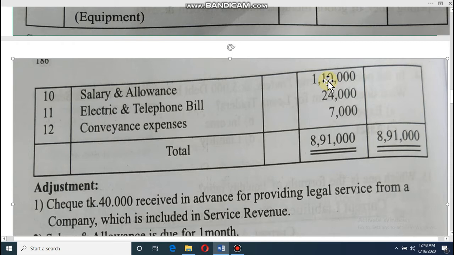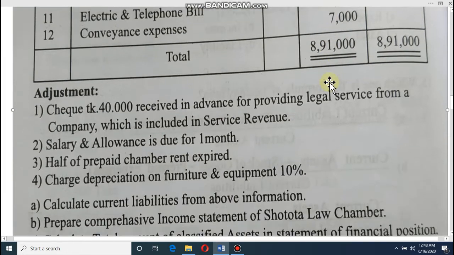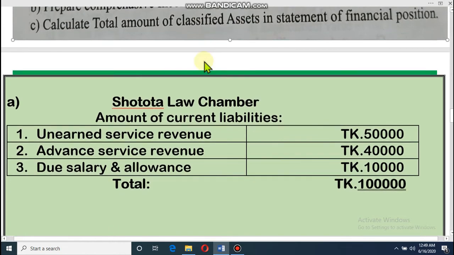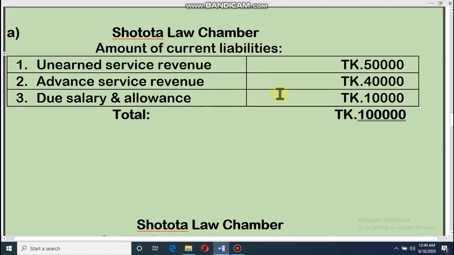So what will be the amount of 1 month? This is the math of class 6, 7, dear student, unitary math. So for 11 months it is 1,10,000. For 1 month it will be 1,10,000 divided by 11. So you will get 10,000. So what is the amount of due salary? 10,000. That means due salary is our current liability. We have to pay it within a short time. So it is due salary 10,000.